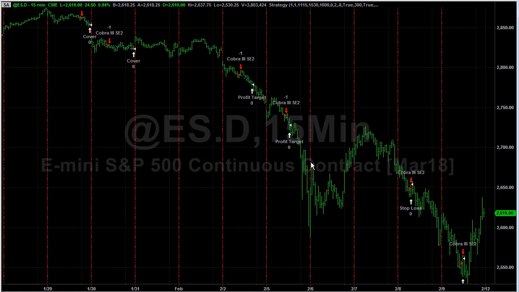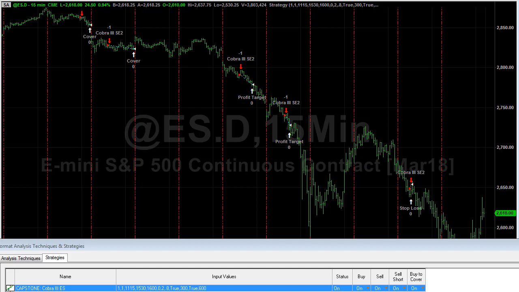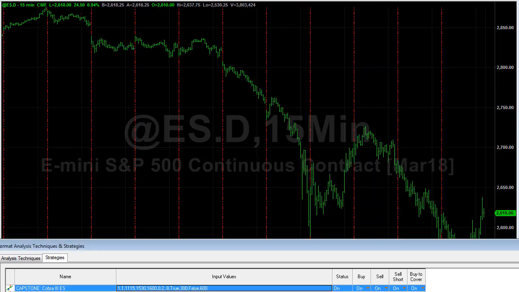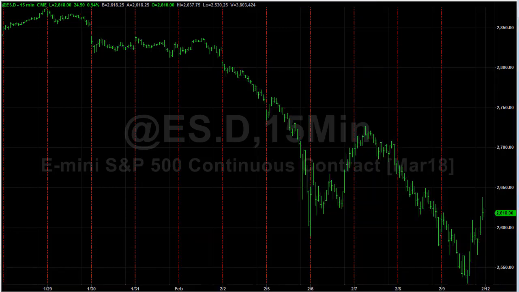So that's what I'm going to do. I'm going to pause the video. I'm going to change the settings and turn off the profit target, and then show you the difference in the results. So here you see the strategy. It includes a $300 stop loss and a $600 profit target. Let's set that to false, and then take a look at the results.